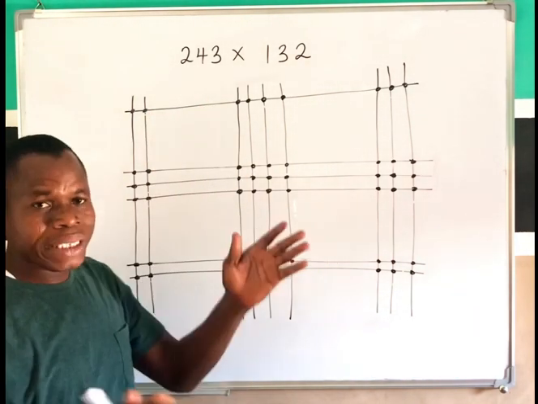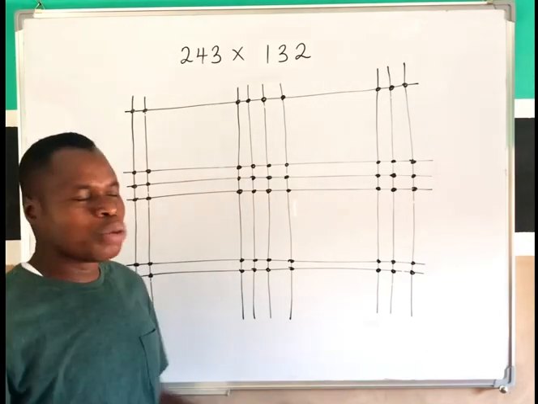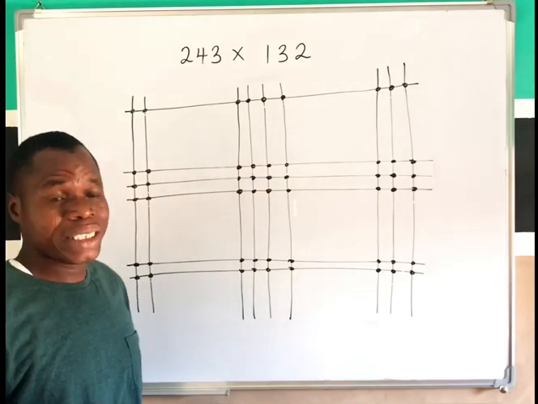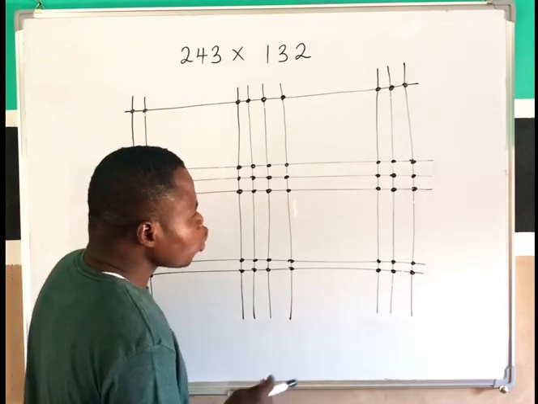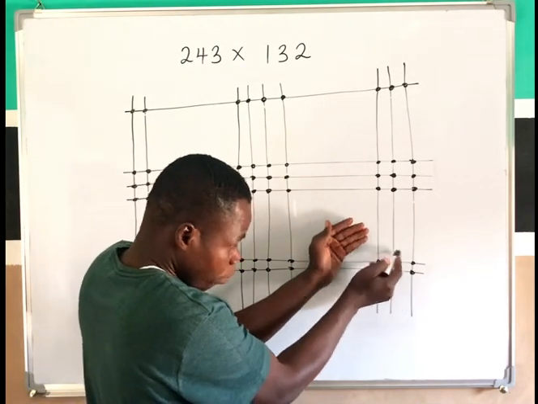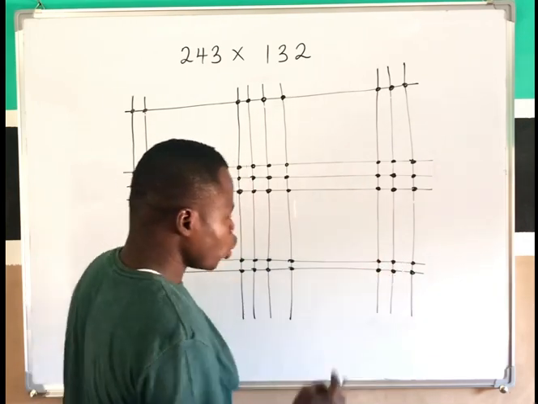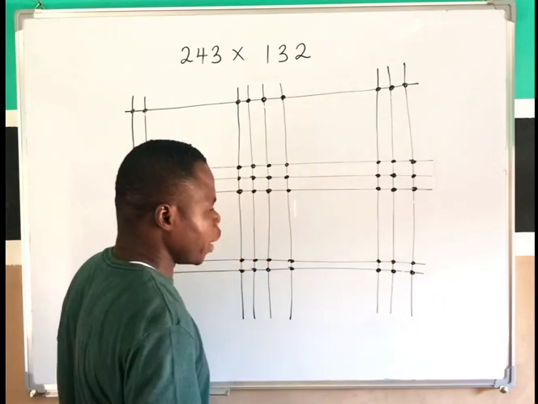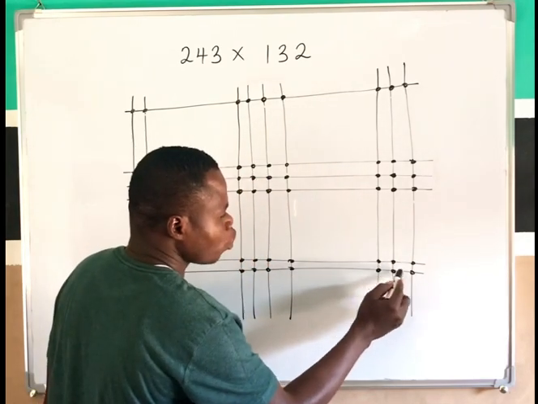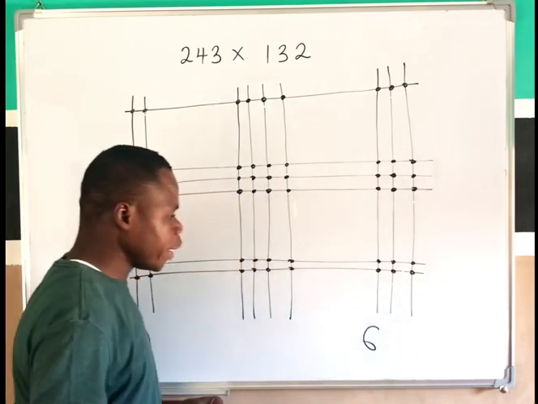That is 243 times 132. Follow this. If you don't follow what I'm doing and you do it differently, you won't get it. So what you do is you come to this particular place, the corner here. Your first calculation is supposed to be here. So you count the number of dots here. The number of dots will be 1, 2, 3, 4, 5, 6. Then you write your 6 down like this.